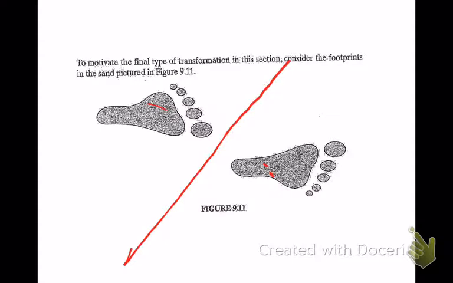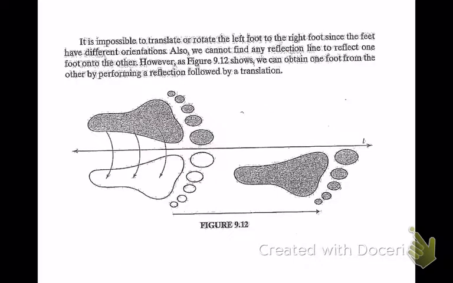So what we can do is perform a combination of a reflection and a translation. So we reflect across the line and then we translate forward. That combination is called a glide reflection, where the translation is the glide part, and reflection across the line. So footprints in the sand are a glide reflection.